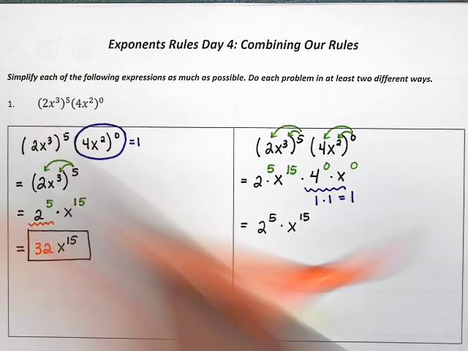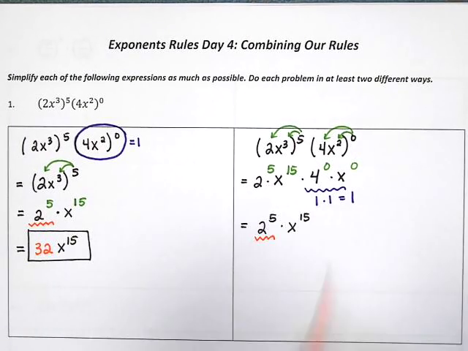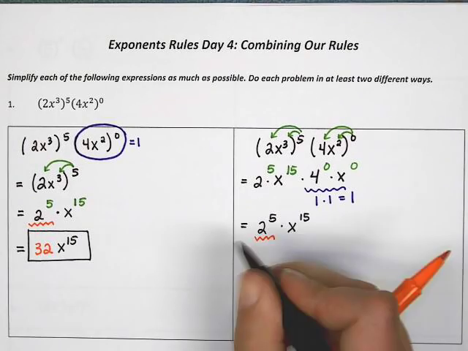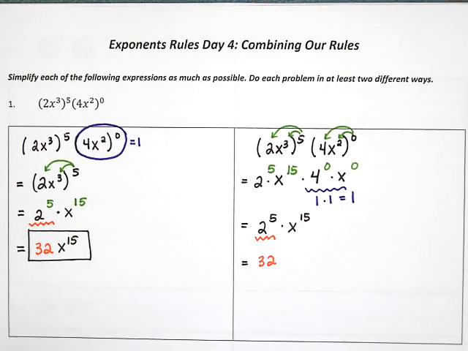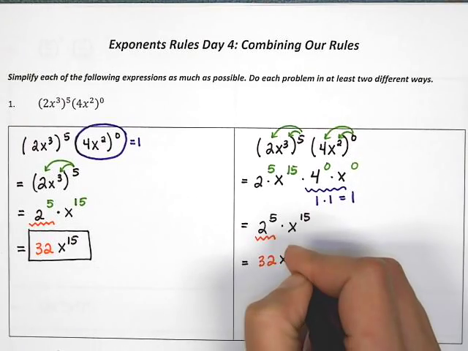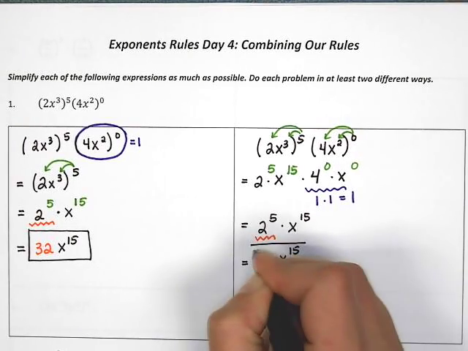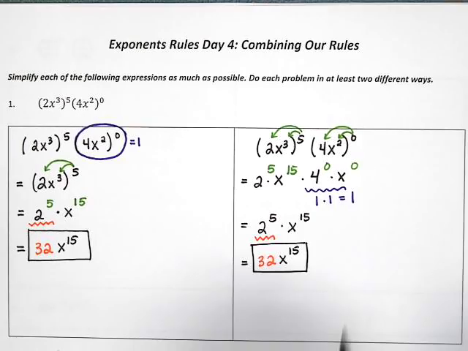And then I might say to myself, well, I know I need to simplify some numbers if I can. So since 2 to the 5th is really 32, my simplified answer would be 32x to the 15th. And I'm done. Either way, I would get the same answer. It's just a matter of preference, which one makes more sense to you and which one you see first, which rule you decide to apply first.